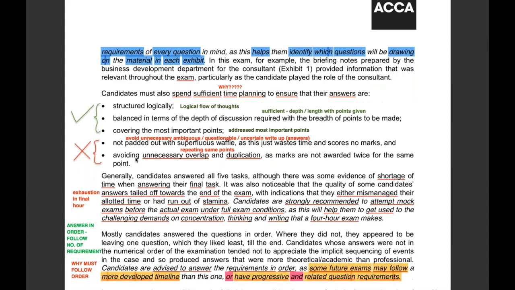And then it says what? Avoid unnecessary overlap and repeating the same point. That means you're doing some duplication, as marks are not awarded twice. But if you have the same point reflected under different requirements, and you're talking about different things, where the elaboration is totally different from how you used the point before, then that's fine.